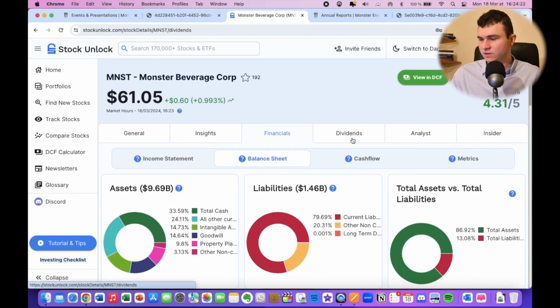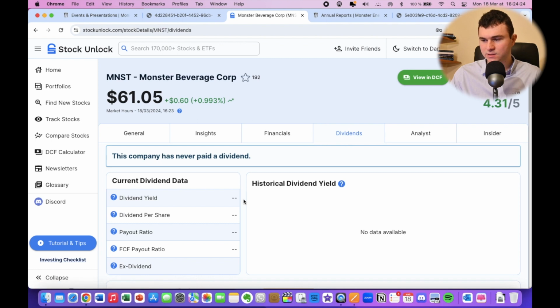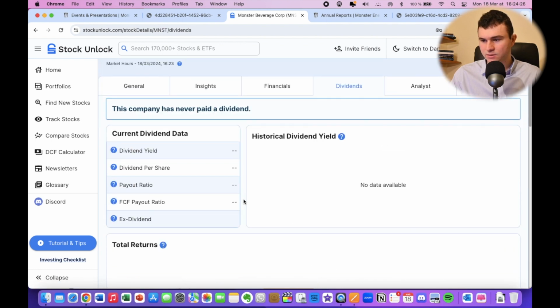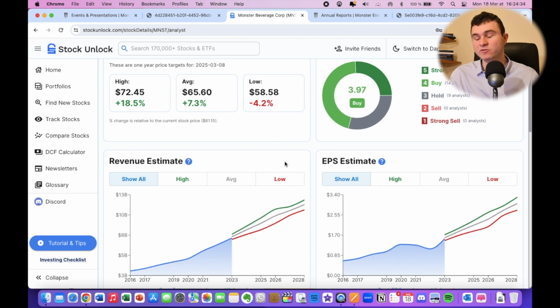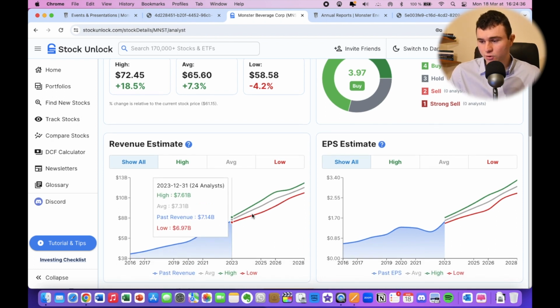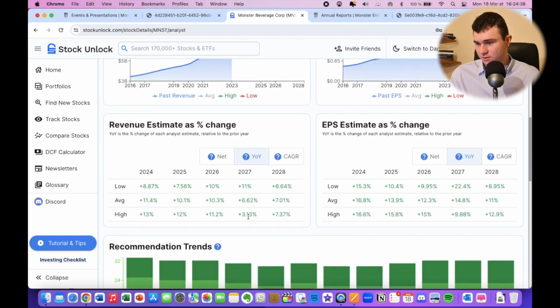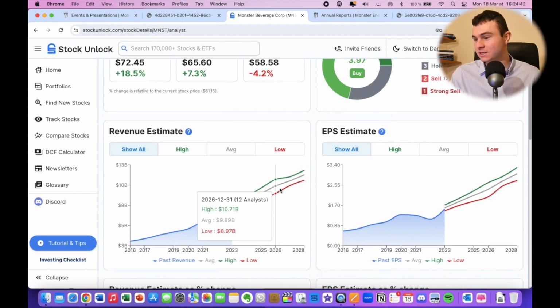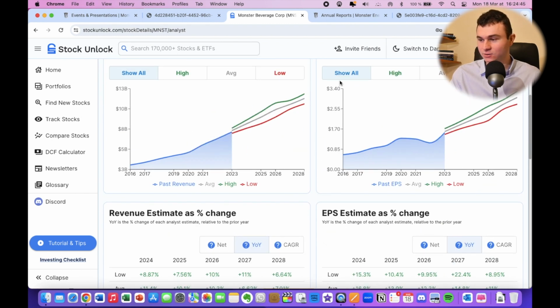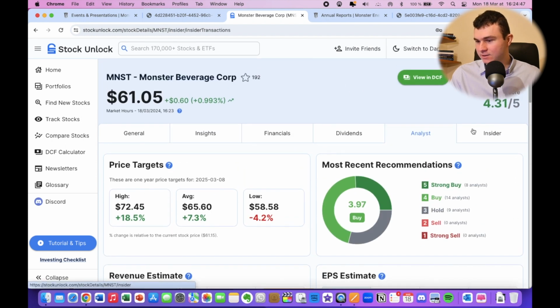Cash flow, dividends. I don't know if the business pays a dividend. The company has never paid a dividend. Okay, that's very clear. Analyst here, what do we have? That's the recommendation from analysts. Everybody thinks the company will continue to grow. That's a very simple bet. If the company has grown 30 years in a row, you can expect the company to continue to grow.